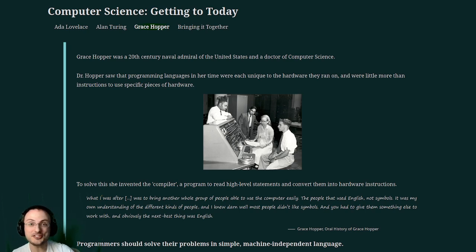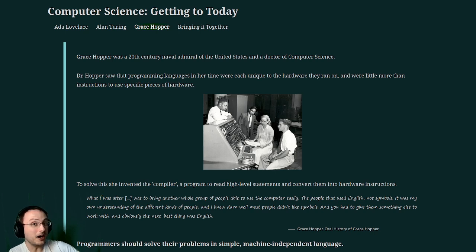So this invention of the compiler was hugely influential because it meant now people could go and develop whatever type of computer they wanted, and then instead of having to rewrite every program from scratch when you develop a new computer, all you have to do is write a program that can translate the few instructions that exist in these high-level languages down into the instructions that actually work on your hardware.